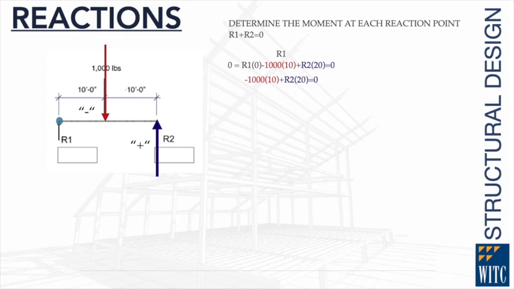I'm just going to get rid of that R1 times 0, which gives me this equation. I'll multiply the 1,000 times 10, that's 10,000. Since that's a negative, I'm going to add 10,000 to both sides, which ends up being R2 times 20 equals 10,000. I'm going to divide my 10,000 by 20, and I come up with my R2 of 500 pounds. So there's my R2, it's 500 pounds.